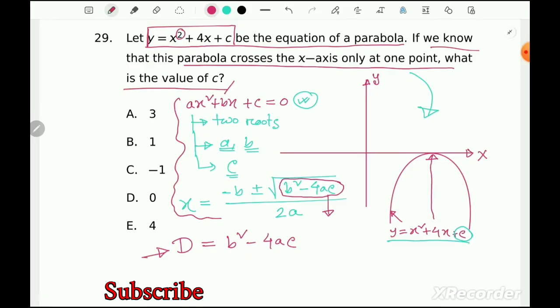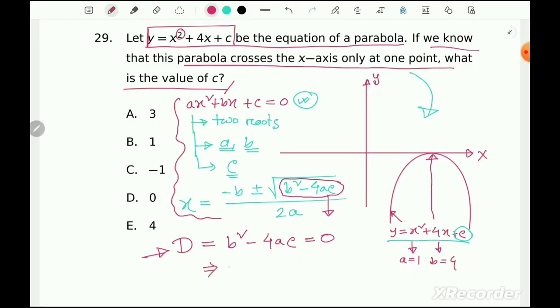So in this particular equation, it is told that this equation touches the x-axis. Whenever a quadratic equation touches the x-axis, the discriminant becomes 0. And from this equation, we know a equal to 1 and b equal to 4. And c we have to find out.